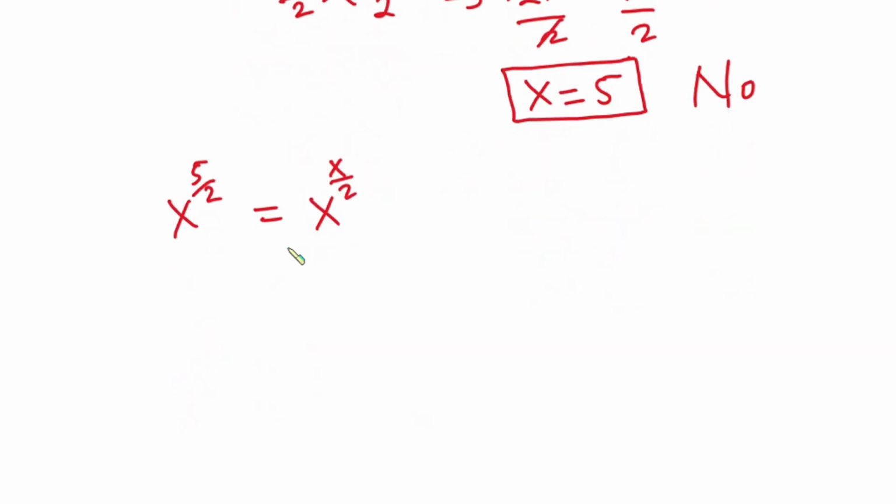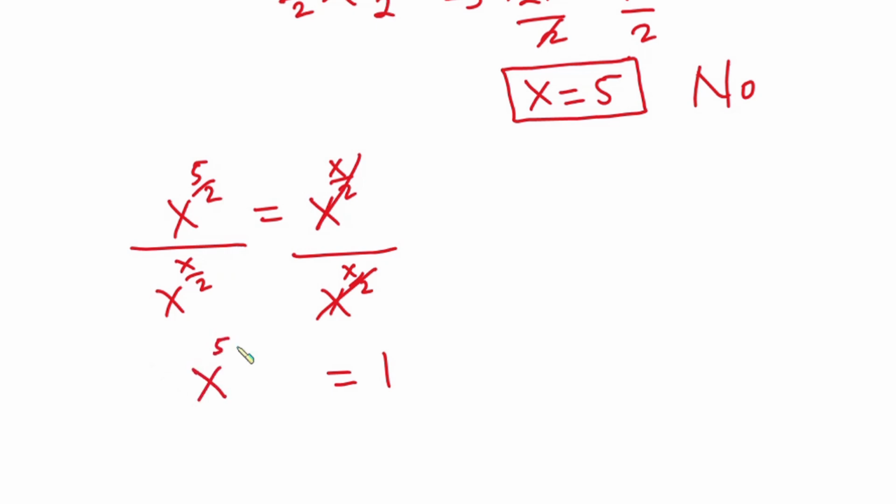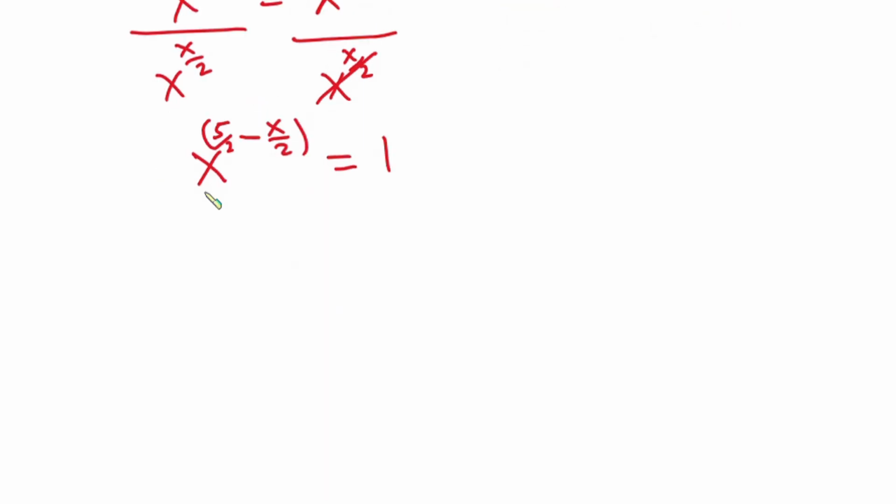Now let's go ahead and divide each side by x to the power x on 2, okay? So that the whole of this one will cancel this, okay? So we have this side to be 1, then the whole of this side could also be written as x to the power 5 on 2 minus x on 2, okay? All right. Now from this equation, we'll be considering a couple of cases where the whole of this side will be equal to this side, okay?